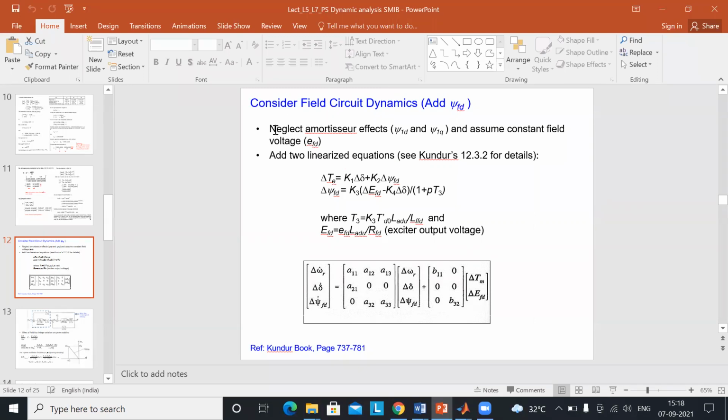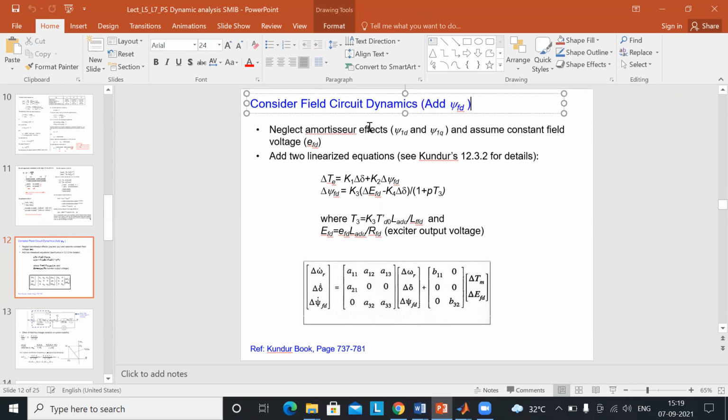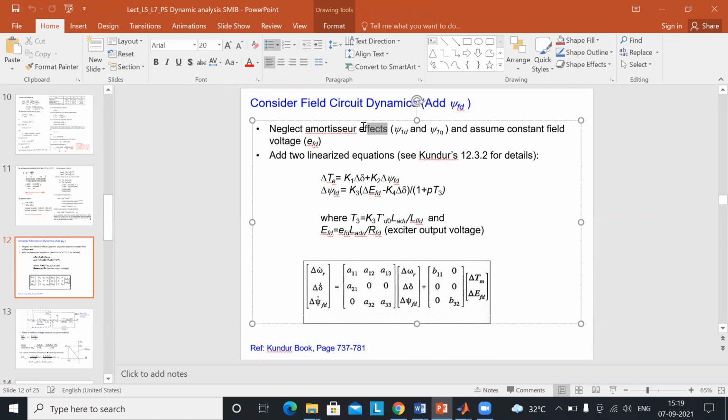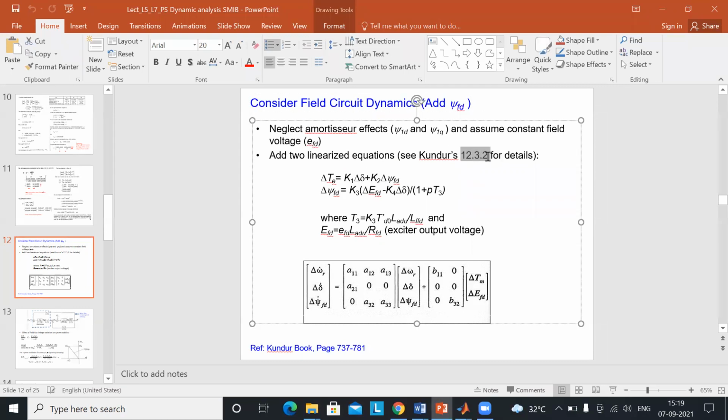But again, a generator has several field circuit windings. In fact, it has damper windings also, large generators basically, and we call it the amortisseur winding. But here we will not consider any effect of damper windings, right? So we will neglect that part. You may go into detail in this section in the Kundur book.